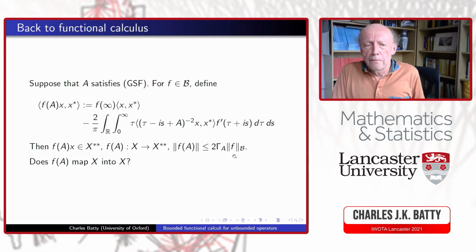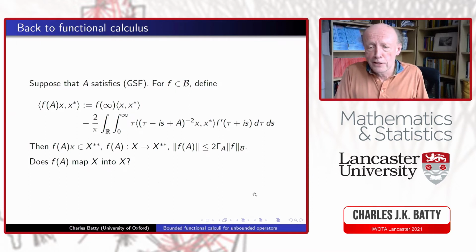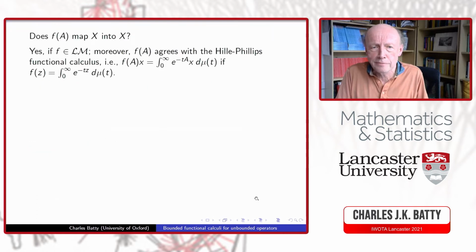So, we hope that this will give us f(A)'s which map X into X. That's the important thing. We also want it to be an algebra homomorphism, but that's fairly straightforward. So does f(A) necessarily map X into X in this situation? First of all, it works if f is in the Hilbert-Phillips algebra, and f(A) agrees with the Hilbert-Phillips functional calculus. That was basically what we established in the 4-line calculation I did earlier on.